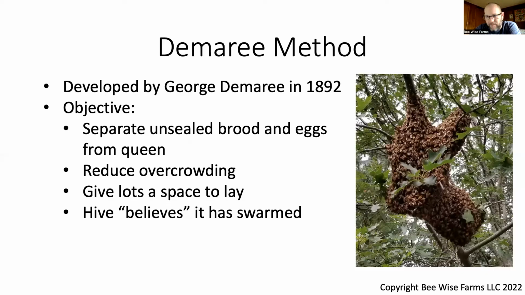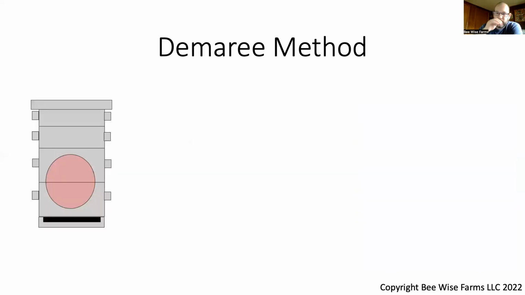And what ends up happening is that when you do this, the queen believes that the colony has swarmed and that the swarm pressure is off because of the conditions that you put them in. So let's take a look at that.